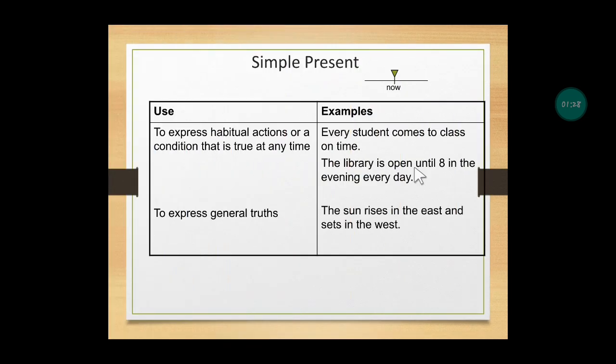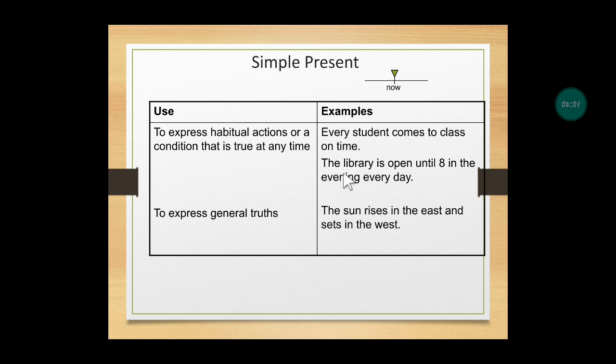The simple present tense: something that is happening now. When do we use the simple present tense? To express habitual actions or a condition that is true at any time. So something that is habitual, happening on a daily basis and is true. These sentences are always used in the simple present tense. Every student comes to class on time. So this is a habitual action of every student coming to class on time.